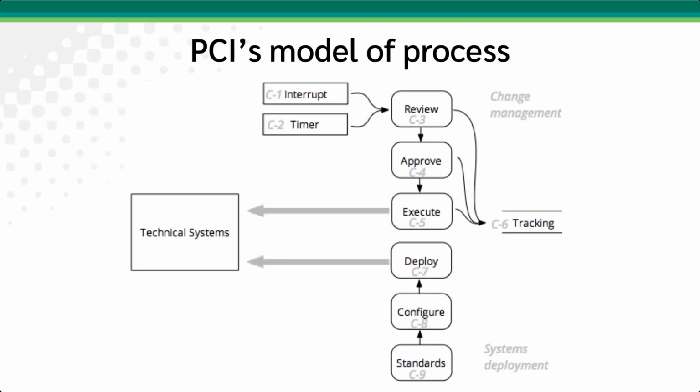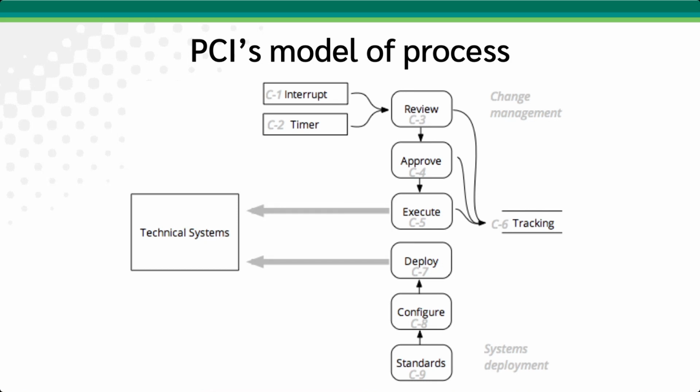We also have a model of the process. On the top half of the model, there's change management. On the bottom half of the model, there's system deployment. In this model, there's a bunch of interrupts. Things happen and you have to take action based on them, to review and whatnot. And there's timers. Regularly review your firewall rule set. There's a review, there's approval, and there's execution. And all of this feeds into tracking.